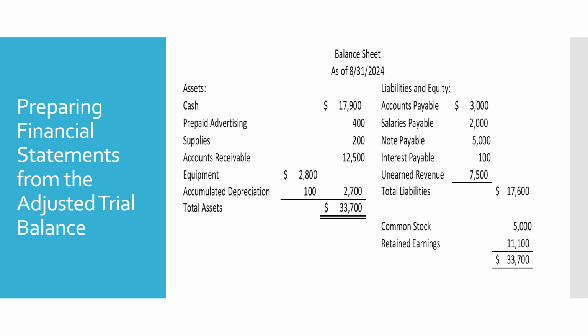Note here that we have our assets listed. The equipment account is netted against the accumulated depreciation account to show that book value of $2,700, and then we total the assets and we get $33,700. Then we've got our liability accounts, which total $17,600, followed by the common stock account, that updated retained earnings balance, and so total liabilities and stockholders' equity also equal $33,700.